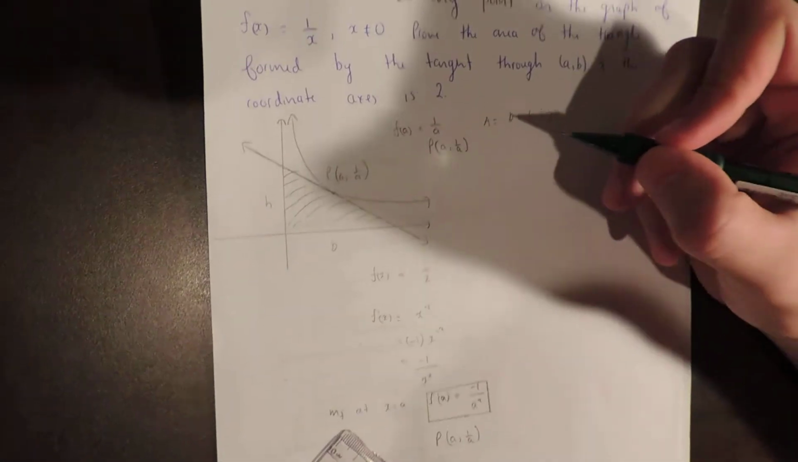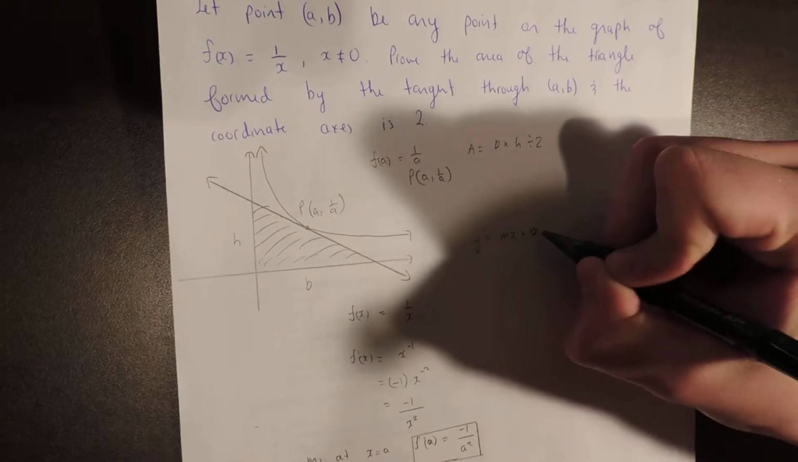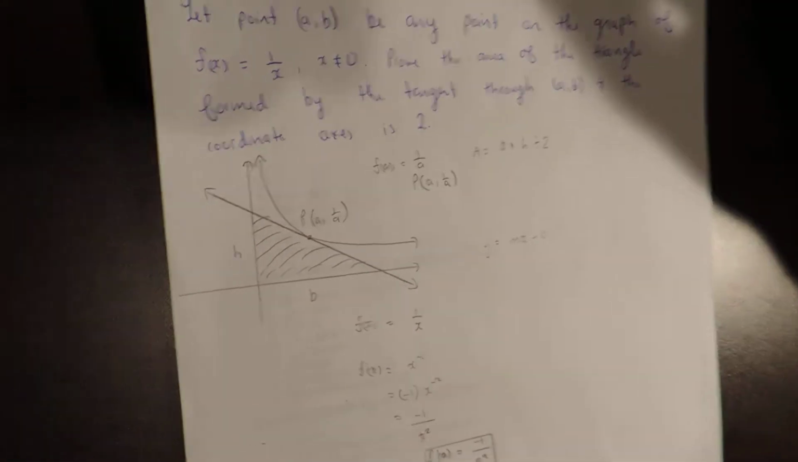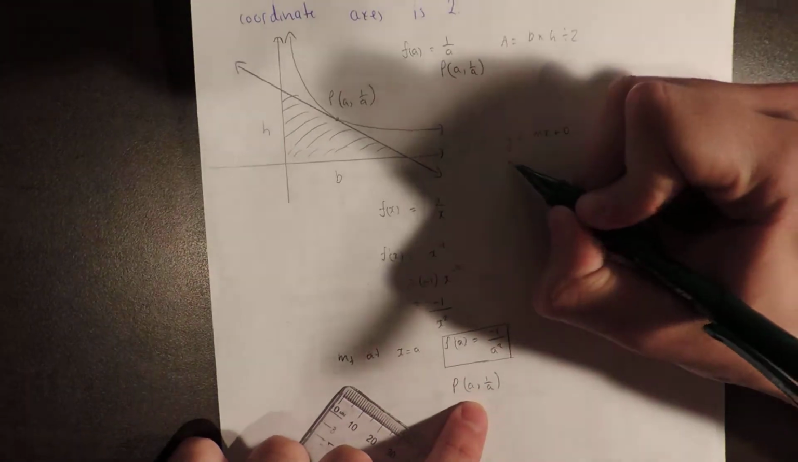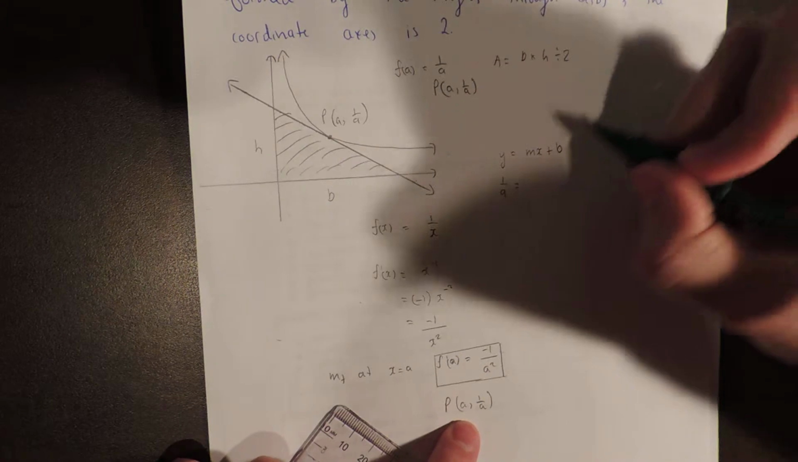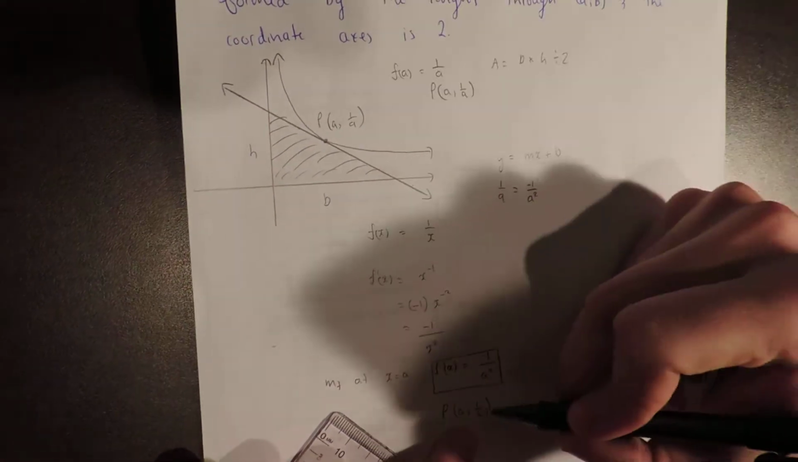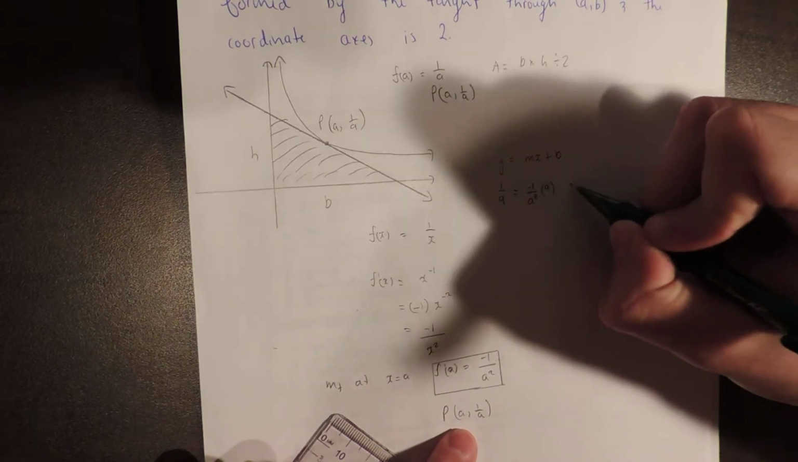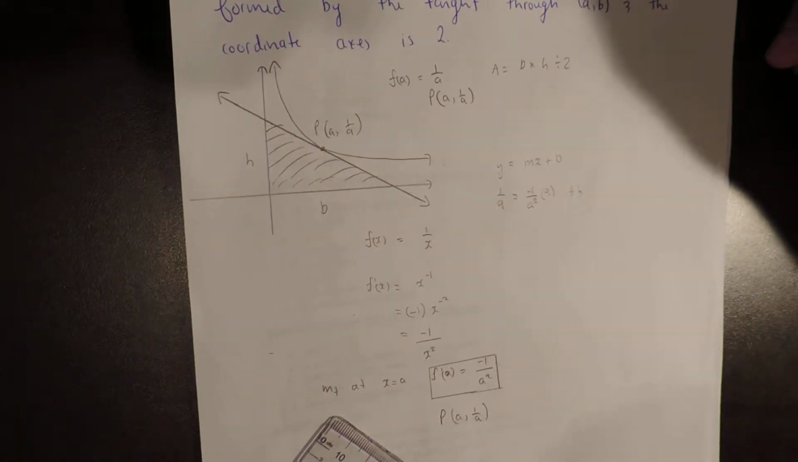So the equation will go in the form of y equals mx plus b. It's just a simple linear equation. So the y value is 1 over a. The slope is, as we just said, negative 1 over a squared. The x value is a, so times a plus b. So we're going to have to figure out b. All you've got to do is isolate for b.